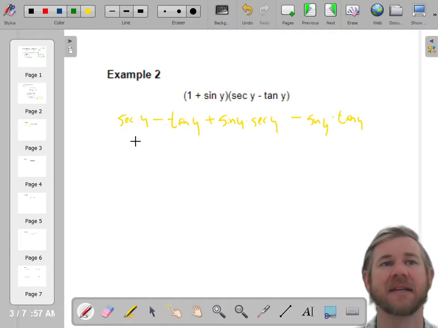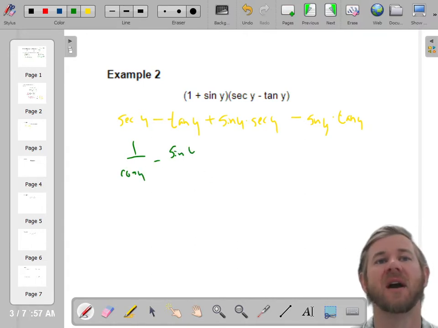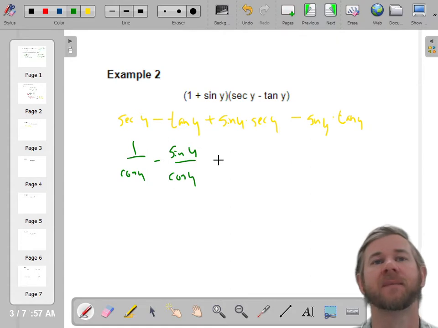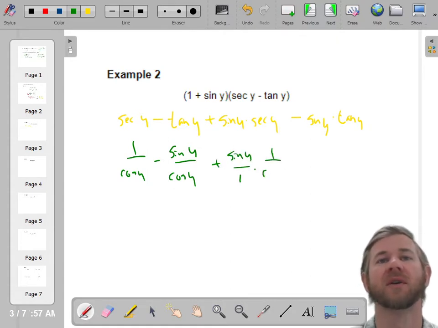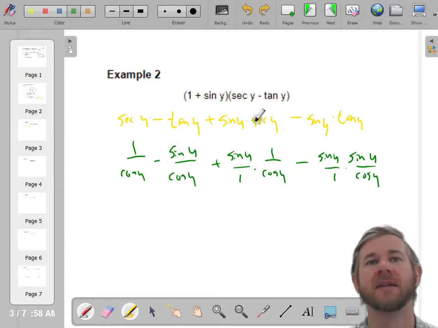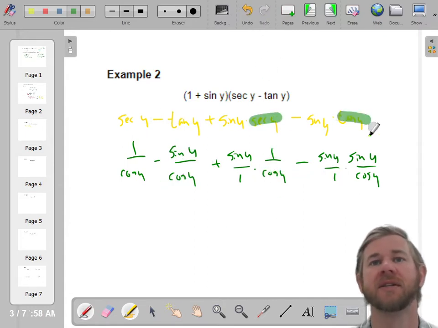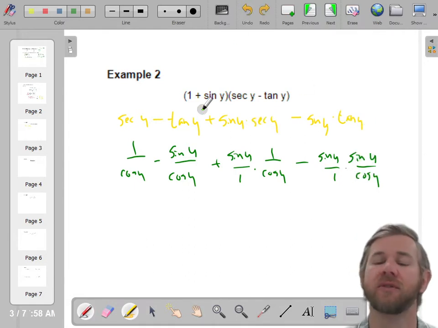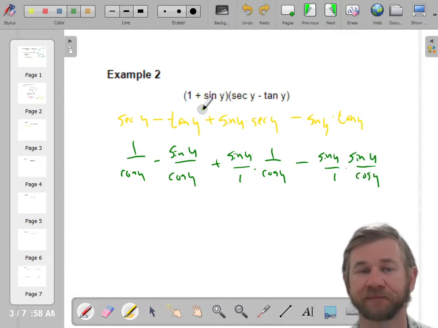The secant is 1 over the cosine of y. Tangent is the sine of y over the cosine of y. So we have sine of y over 1 times 1 over cosine of y, minus sine of y over 1 times tangent, which is sine over cosine. So what did I do there? Secant is 1 over cosine. Tangent is sine over cosine. So all I did was go through and put everything in terms of sine and cosine.